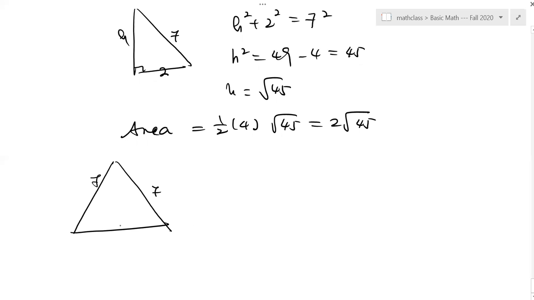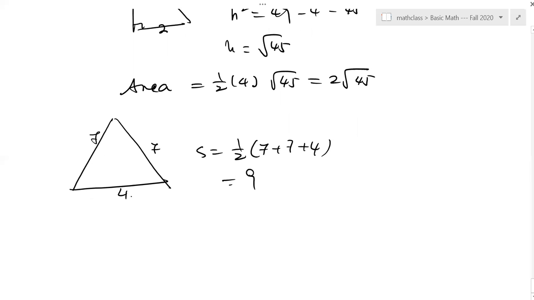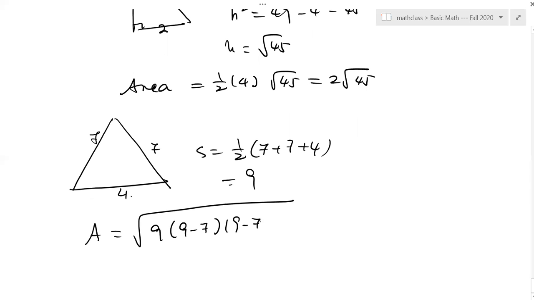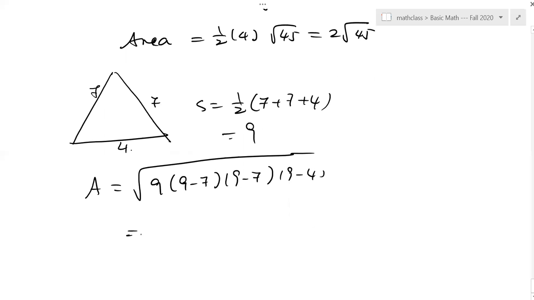I have a 7, 7, 4. Okay, half of the perimeter is going to be 7 plus 7 plus 4, 18. 18 divided by 2 is 9. All right, so s is going to be 9. 9 minus 7, 9 minus 7, 9 minus 4. Okay, you know, s minus a, s minus b, s minus c, right?